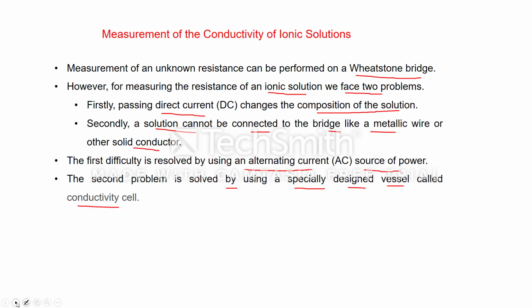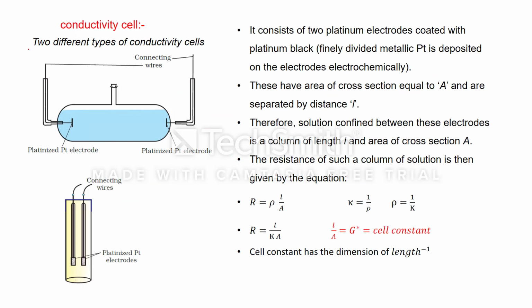Now what is this conductivity cell? Two different types of conductivity cell are shown in this diagram. This is the first and this is the second. It consists of two platinum electrodes coated with platinum flake. What is the meaning of this platinum flake? Finely divided metallic platinum is deposited on the electrodes electrochemically. This is also known as a platinized platinum electrode.